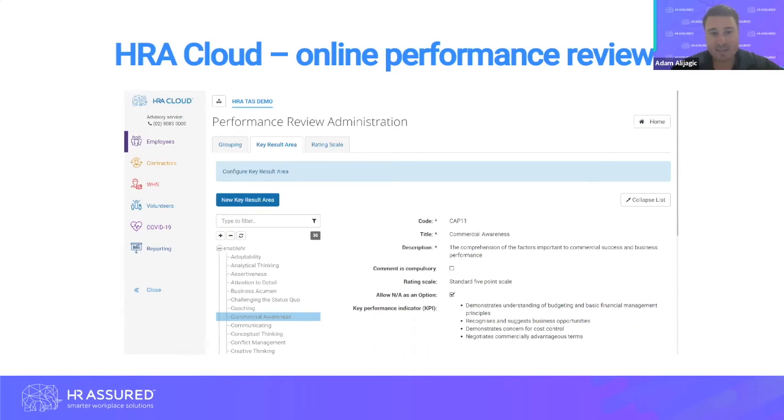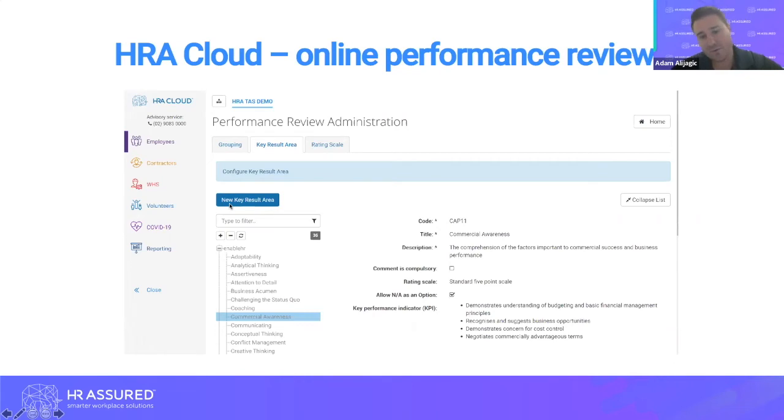Our system does come built with, I think, about 26 already inside the system. As you can see just on the left-hand side, in the middle: adaptability, analytical thinking, assertiveness, attention to detail, and so on. There are about 26 of them in there, but as you can see, there's a little button that says new key result area. You can also add your own KRAs at any time.